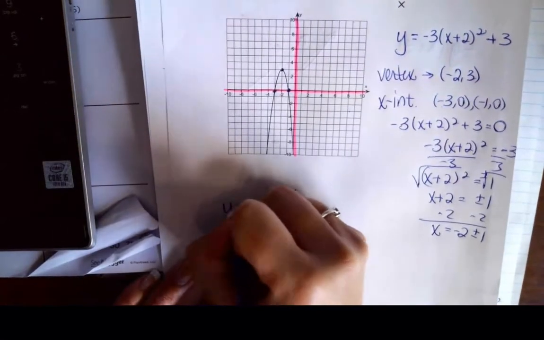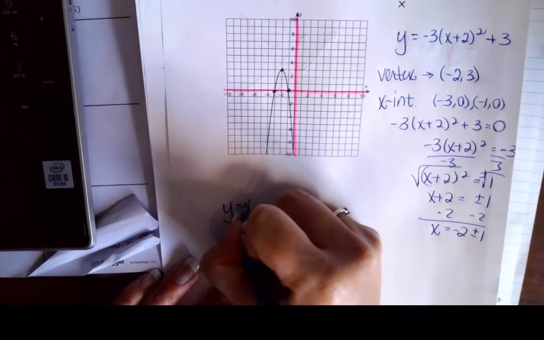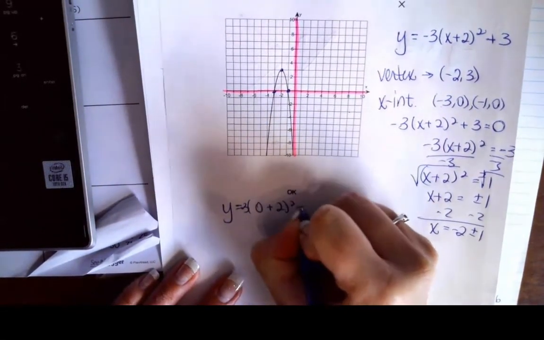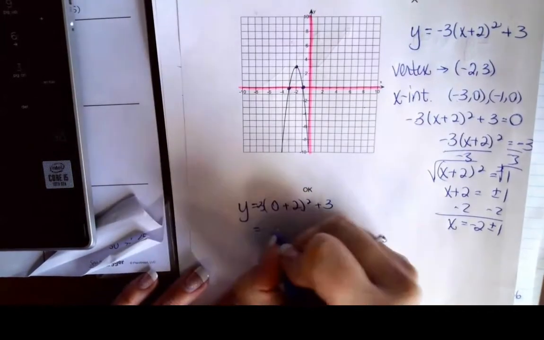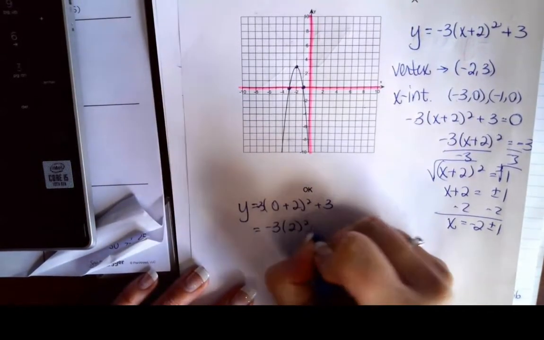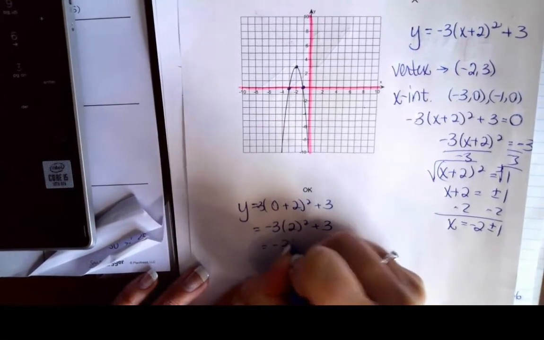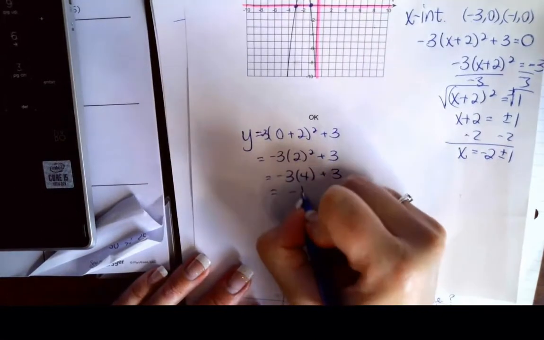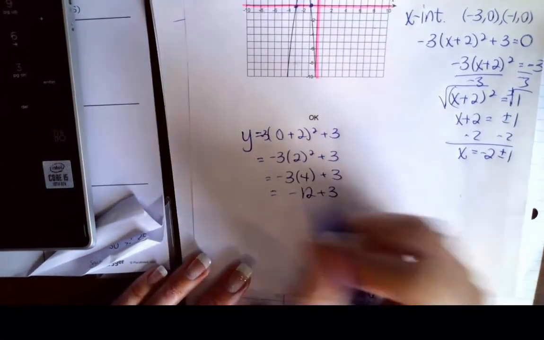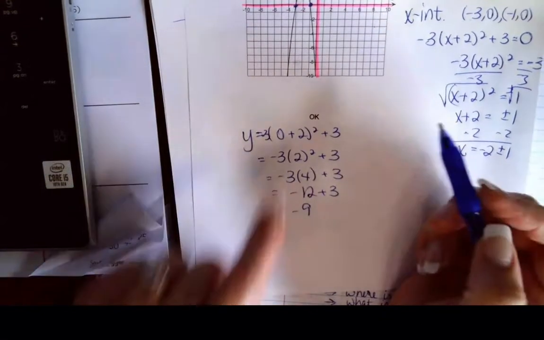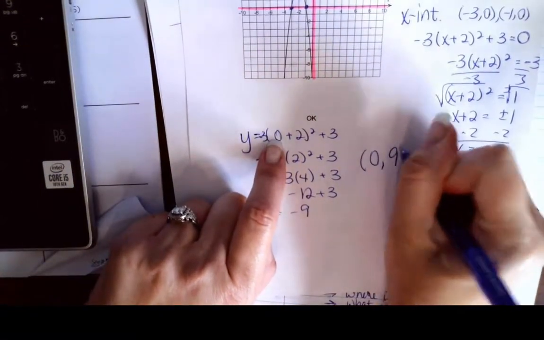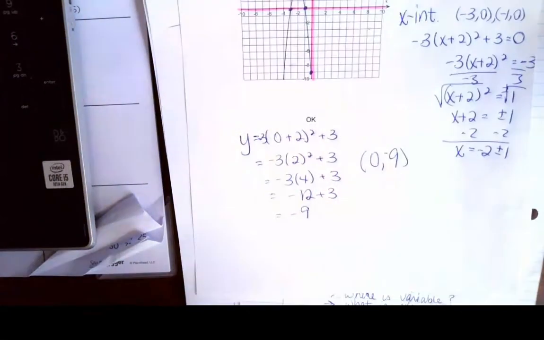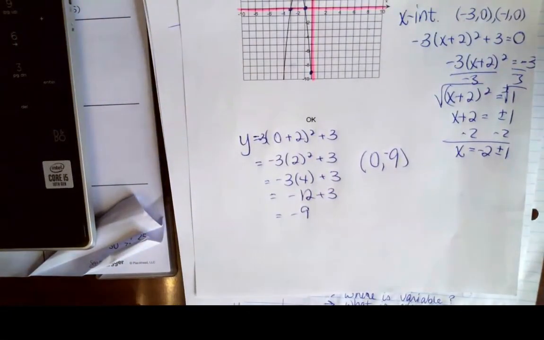So now I have y equals, I forgot my negative 3. Negative 3 times 0 plus 2 squared plus 3. So I've got negative 3 times 2 squared plus 3. So negative 3 times 4 is negative 12 plus 3, which is negative 9. So I shoved in a 0 for x, and it plopped out a negative 9, which we thought it was right there, but the picture was kind of messed up, so we wanted to verify.